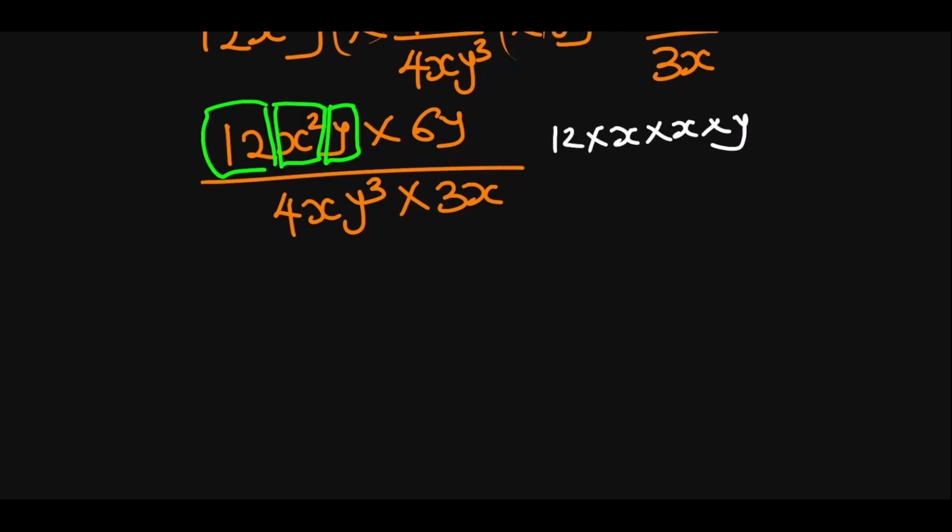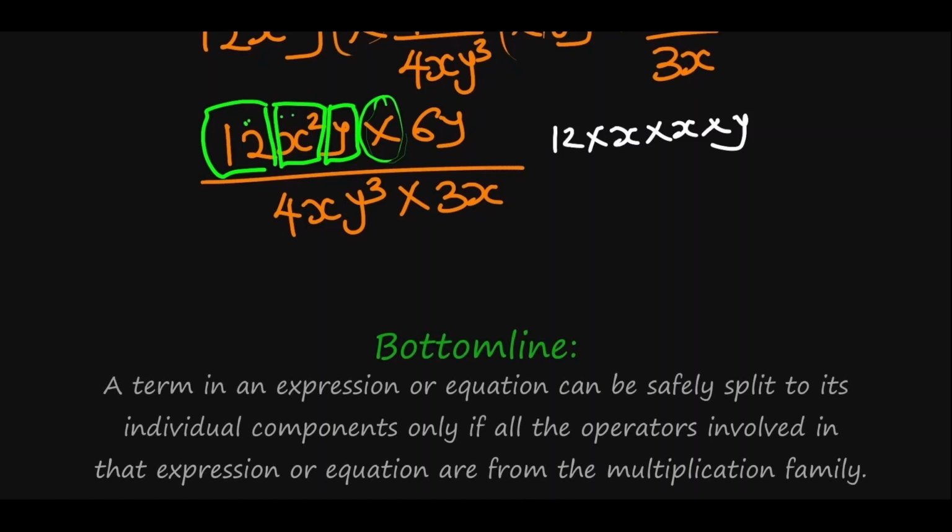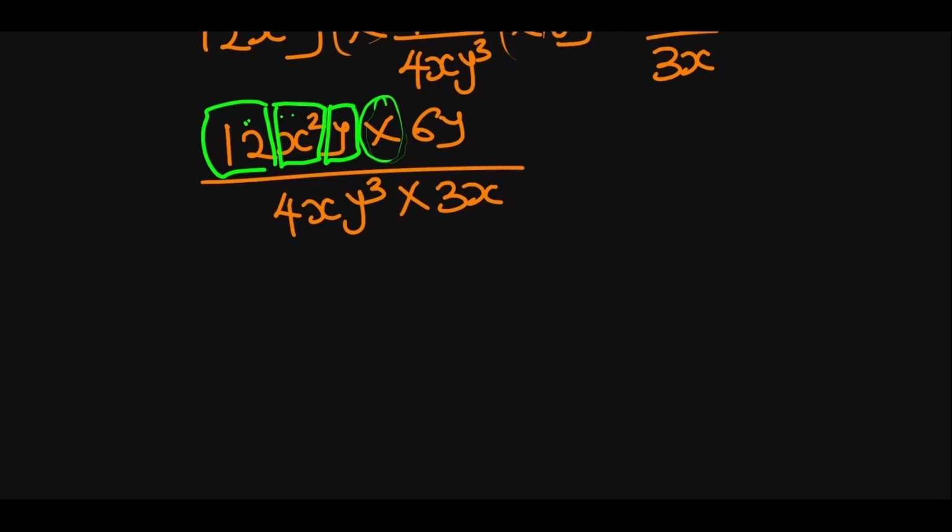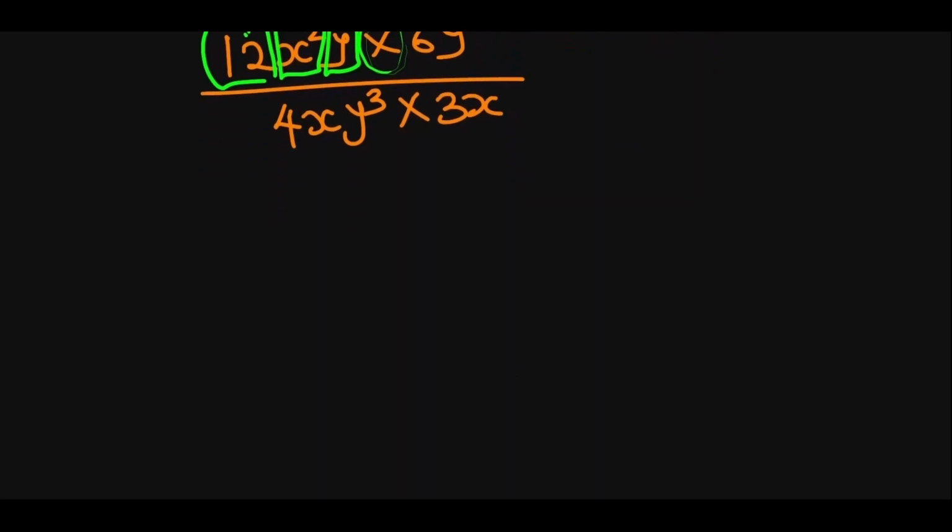Now let me repeat, if this was plus, you cannot do that, because if you split the items in this term, you are likely going to cause a mathematical error. But because this is a multiplication and division setting, we are now doing this. Now you will see why we are doing this: to make the equation neater. So let me take this off first. Now let us rewrite the equation based on what we've discussed.